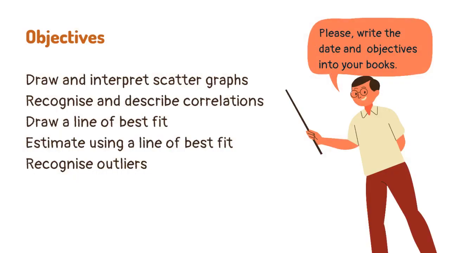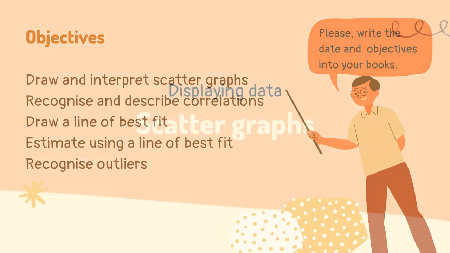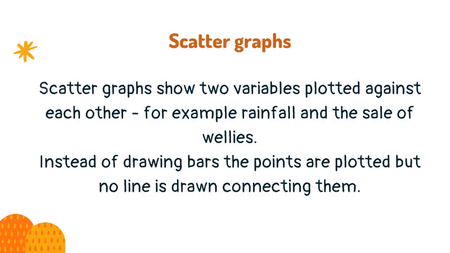Today you will learn about scatter graphs. Scatter graphs show two variables plotted against each other, for example rainfall and the sale of wellies. Instead of drawing bars, the points are plotted, but no line is drawn connecting them.